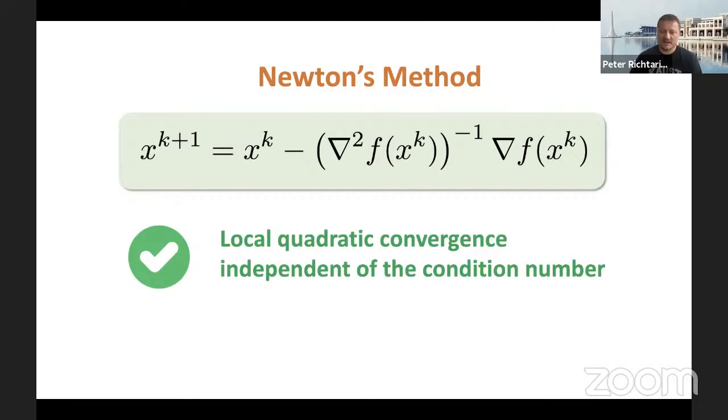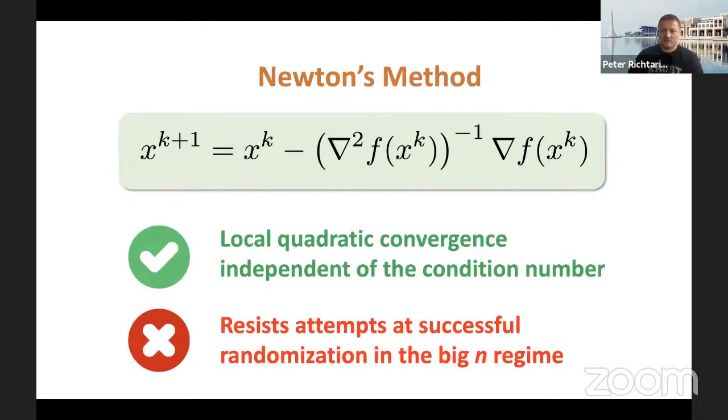And the question is, can we do something like this, but with randomization? Unfortunately, we can't. Up to now, even though there are lots of papers on this topic, it is very difficult to make second order methods randomized in a meaningful way.